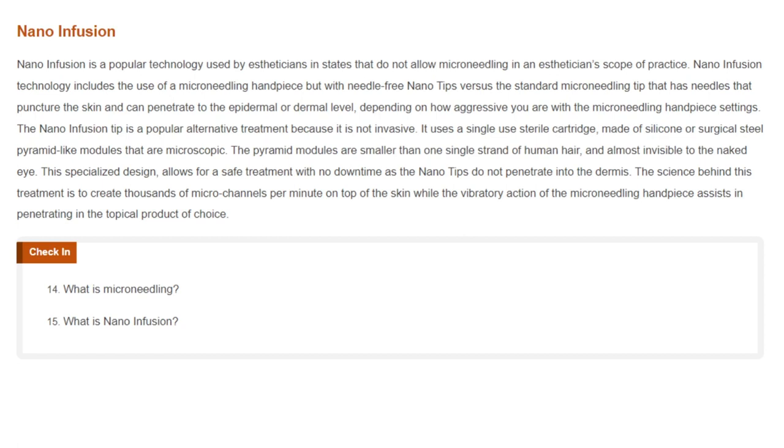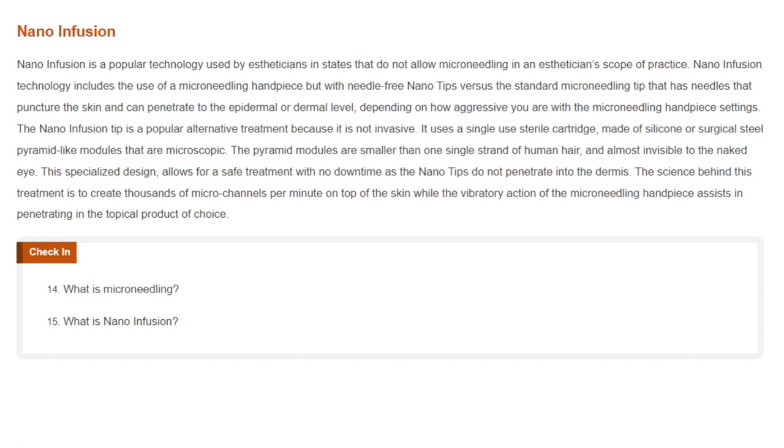It uses a single-use sterile cartridge, made of silicone or surgical steel pyramid-like modules that are microscopic. The pyramid modules are smaller than one single strand of human hair, and almost invisible to the naked eye. This specialized design allows for a safe treatment with no downtime as the nano tips do not penetrate into the dermis. The science behind this treatment is to create thousands of microchannels per minute on top of the skin while the vibratory action of the microneedling handpiece assists in penetrating in the topical product of choice.